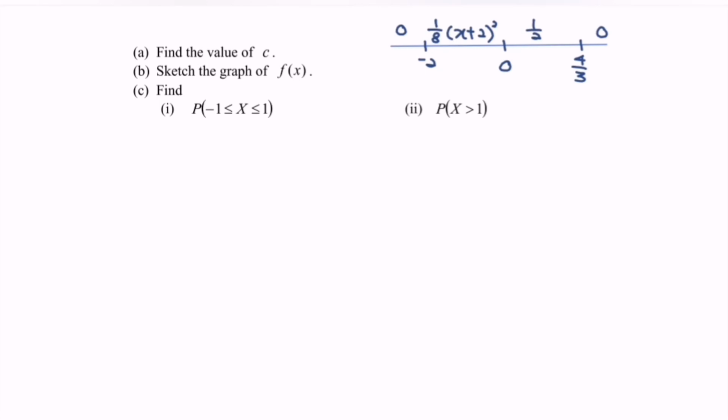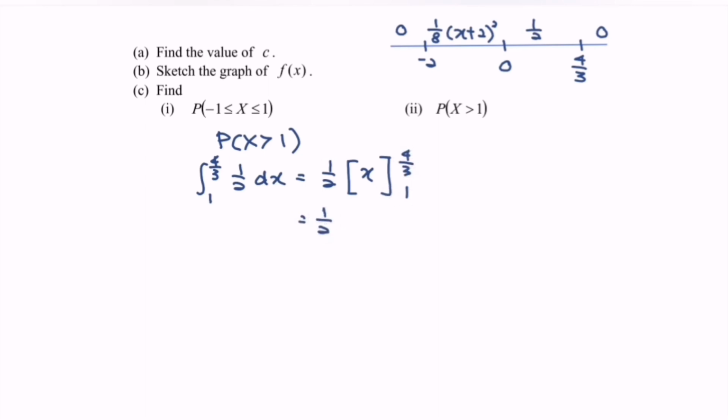Next, focus on the second part. Find the probability that x is greater than 1. By referring to the number line, integrate from 1 until 4 over 3 the function 1 over 2 with respect to x. Integrate the situation where we will have x over 2 with the limits 4 over 3 and 1. Substitute, where we have 1 over 2 multiplied by (4 over 3 minus 1). Simplify, 1 over 2 bracket where we have 1 over 3. As a conclusion, the probability that x is greater than 1 will be equal to 1 over 6.